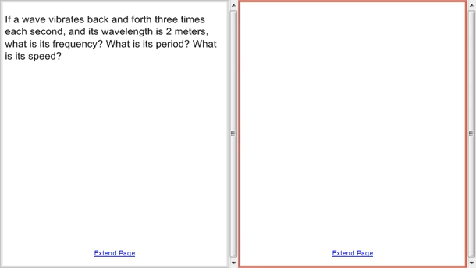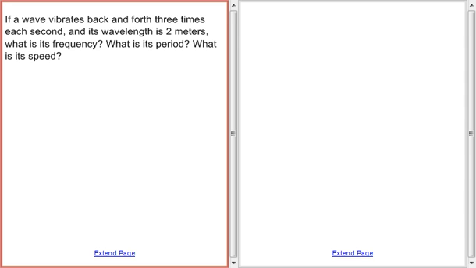Number 6, for this one. If a wave vibrates back and forth 3 times each second, and its wavelength is 2 meters, what is its frequency? What is its period? What is its speed? So we have 3 different things that we're trying to find here. We are looking for frequency, for period, and we are looking for wave speed.